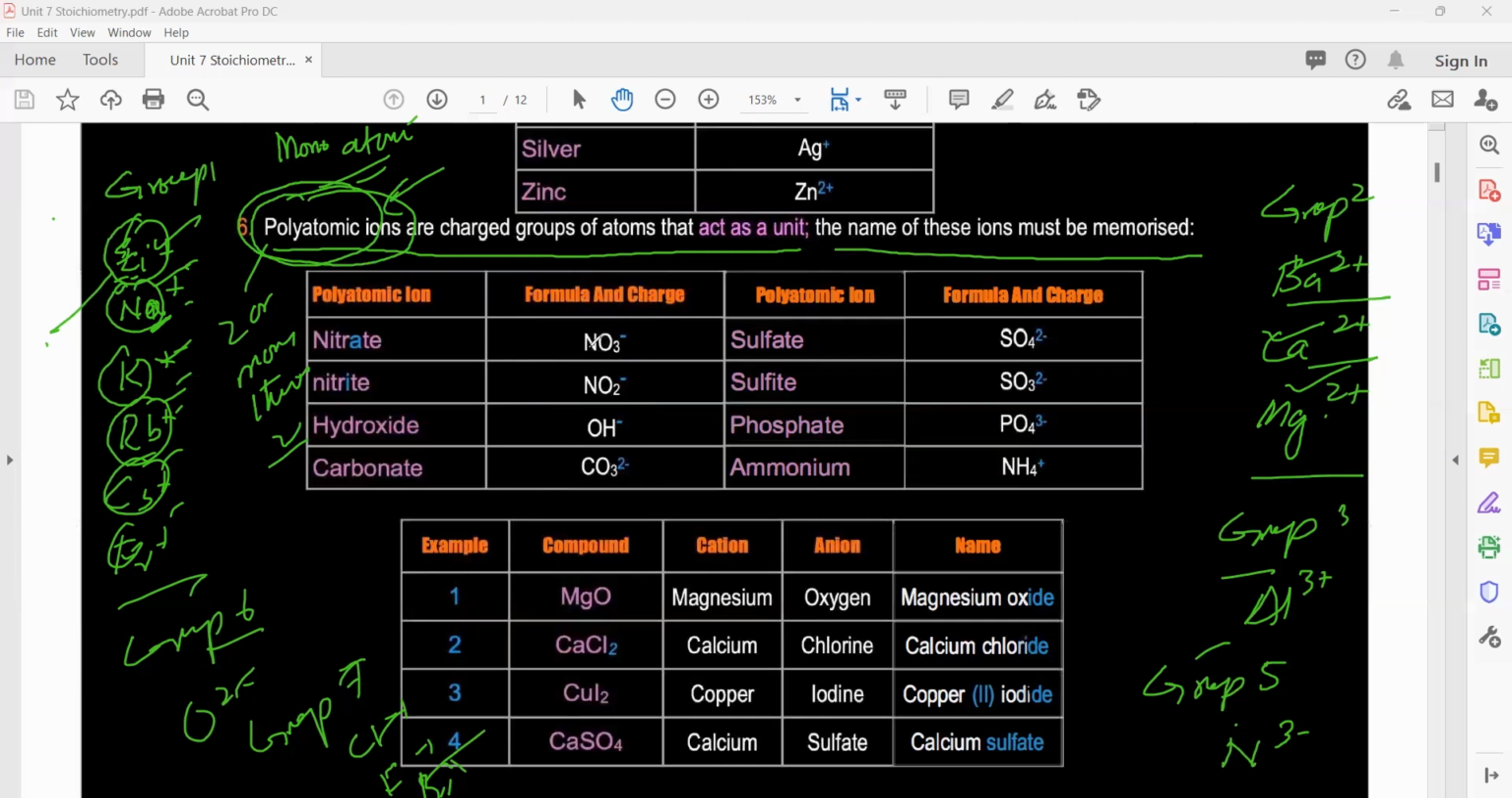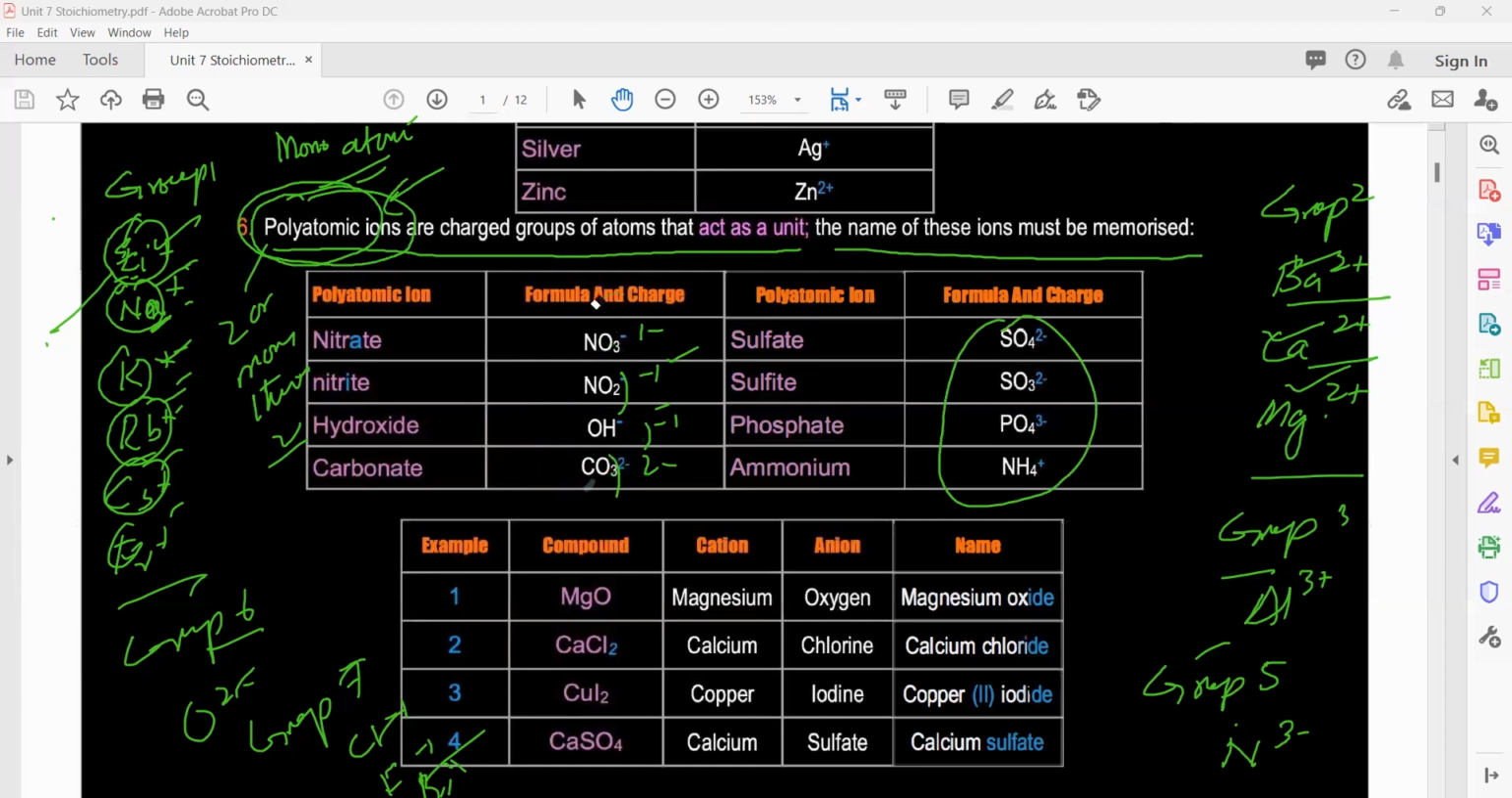Now NO3 together has a charge. What is the charge? 1 minus. NO2 together has a charge of 1 minus, or minus 1. OH also has minus 1. Carbonate has 2 minus. So these are known as polyatomic ions. You have to memorize them, all of these. This is your syllabus. Now their names also.